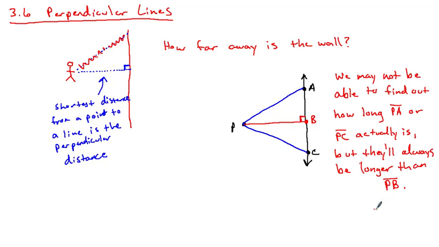If we had a triangle that looked like this and we wanted to know how long segment PA was, well, we may not be able to figure it out. But if we knew that segment PB was, say, 5, well, we know that this one has got to be longer than 5 because it's farther, right? It's a farther distance. So keep that in mind when we're doing these problems with perpendicular lines. And we're going to do a quick example of how that works.